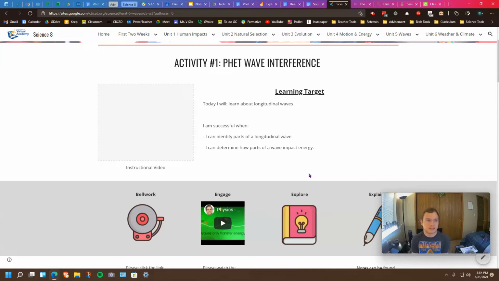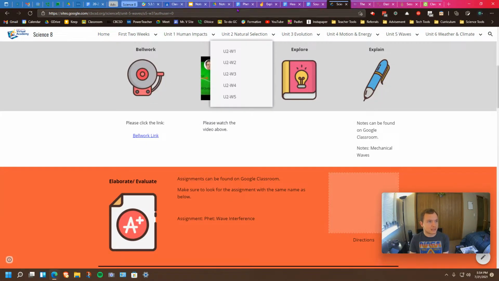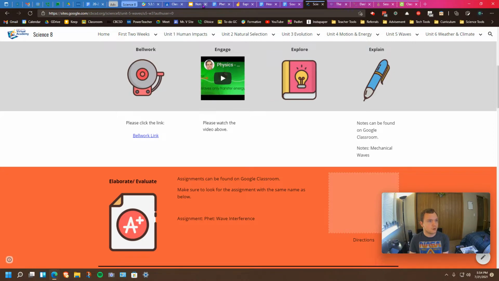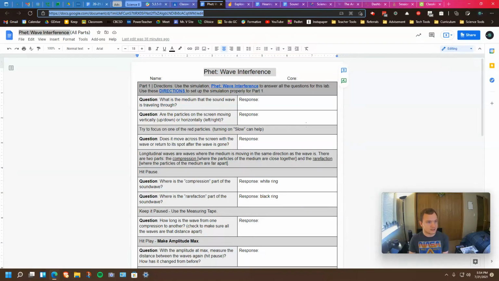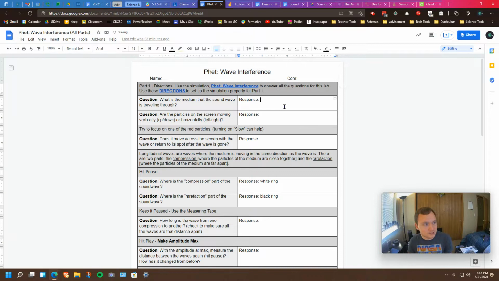8th grade science. This is the directions for the PhET wave interference assignment, and this will cover parts 1, 2, and 3. So if you find that assignment on Google Classroom, it is going to look like this. Here we go. This document has, like I said, all parts. I know for the in-person kids, I usually split up 3 from parts 1 and 2. So just know this covers everything.